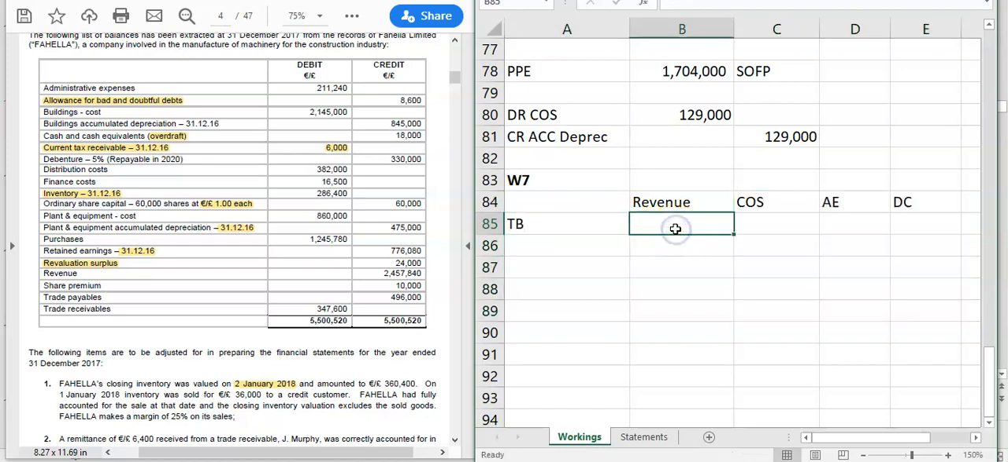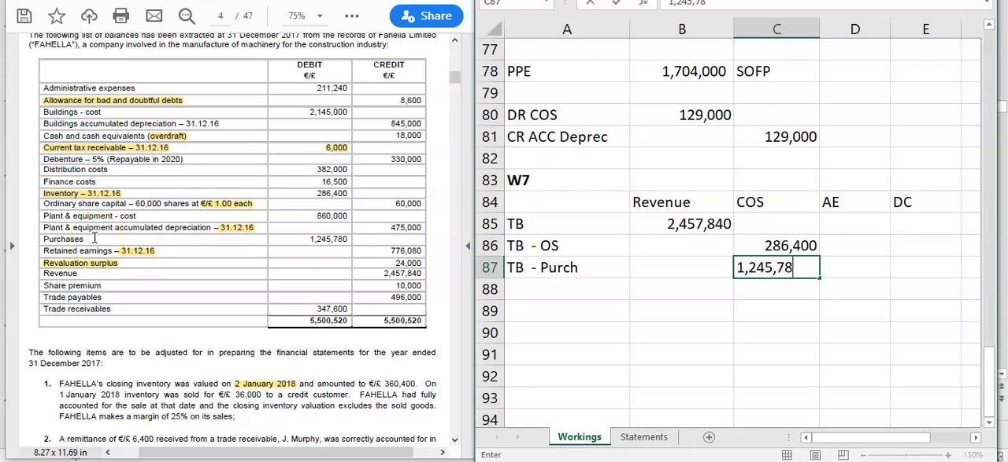Just slot in the trial balance figures first. Revenue, the trial balance was 24,457,840. Cost of sales, we don't have a trial balance, but we have a trial balance for opening stock. We have a trial balance for purchases. So we can slot in those to cost of sales, 286,400. And we have purchases, which are given somewhere here. Just come down along. Purchases, 1,245,780. Opening admin expenses are up here, 211,240. And opening distribution costs are here, 382.